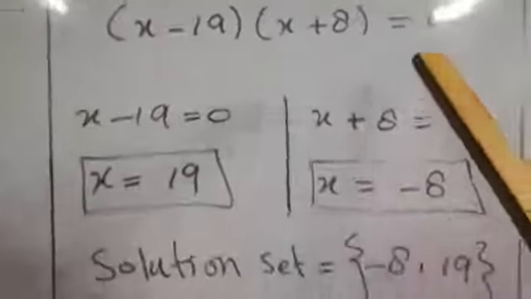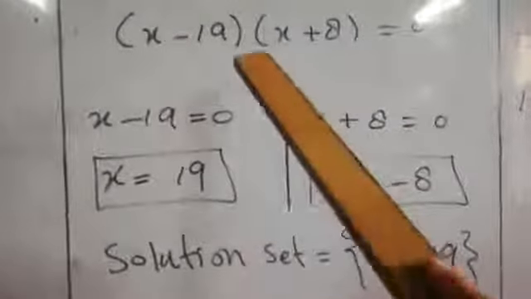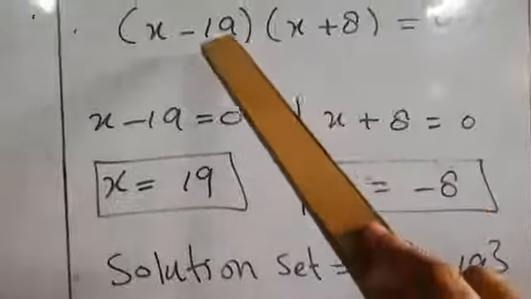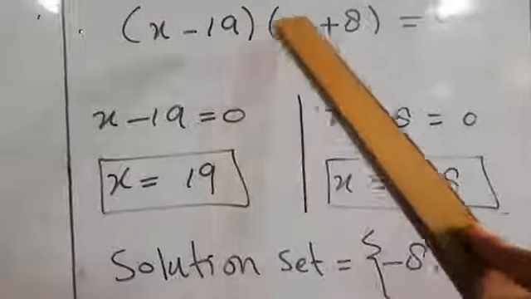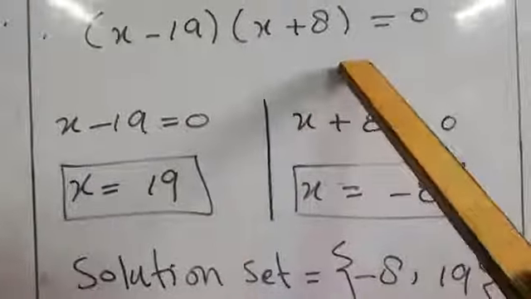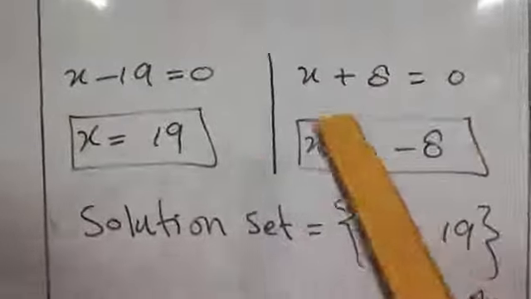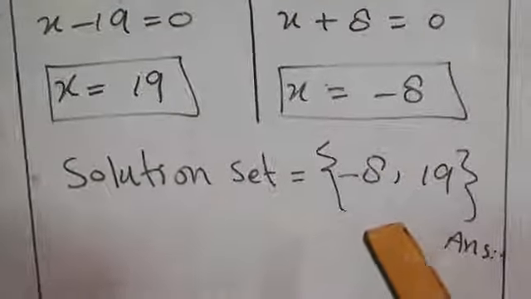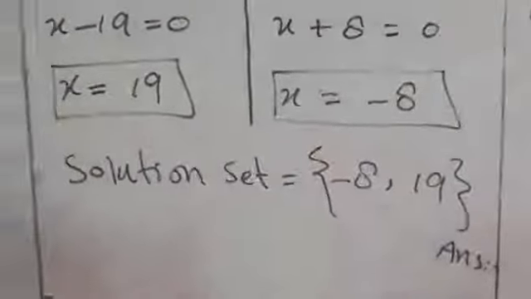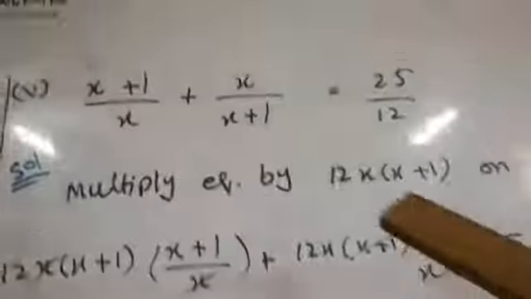And now, my dear students, again there are two possibilities: either the first factor equals 0 or the second factor equals 0. So we will put these two factors equal to 0 and get the values of x, which are minus 8 and 19.